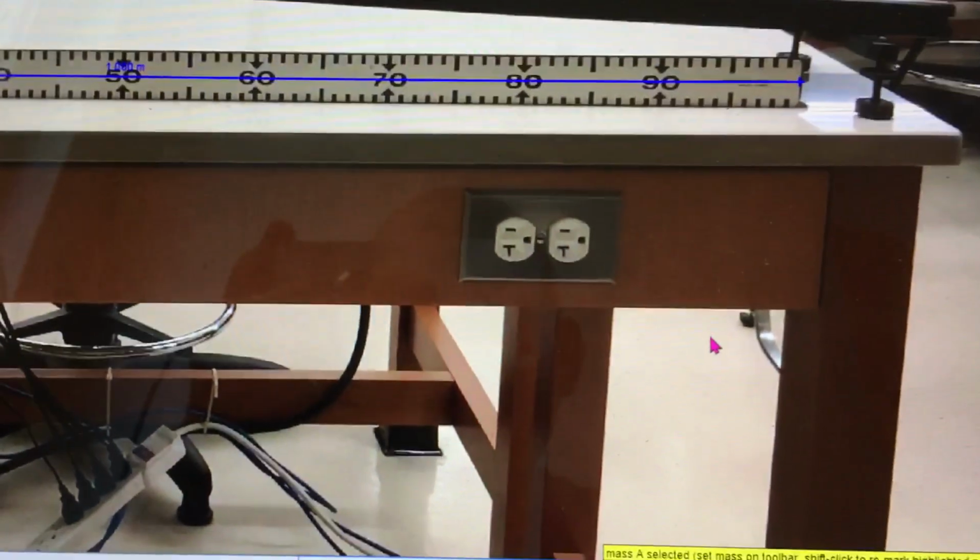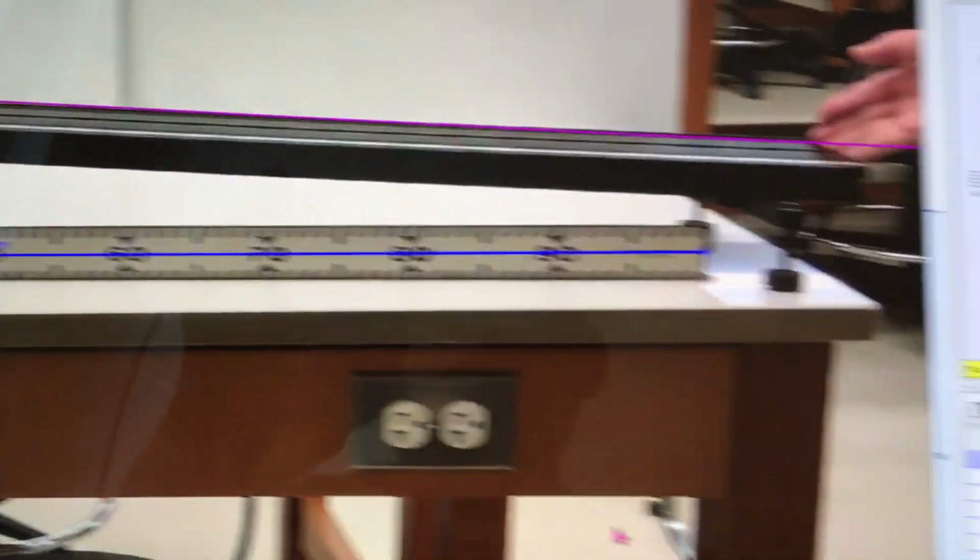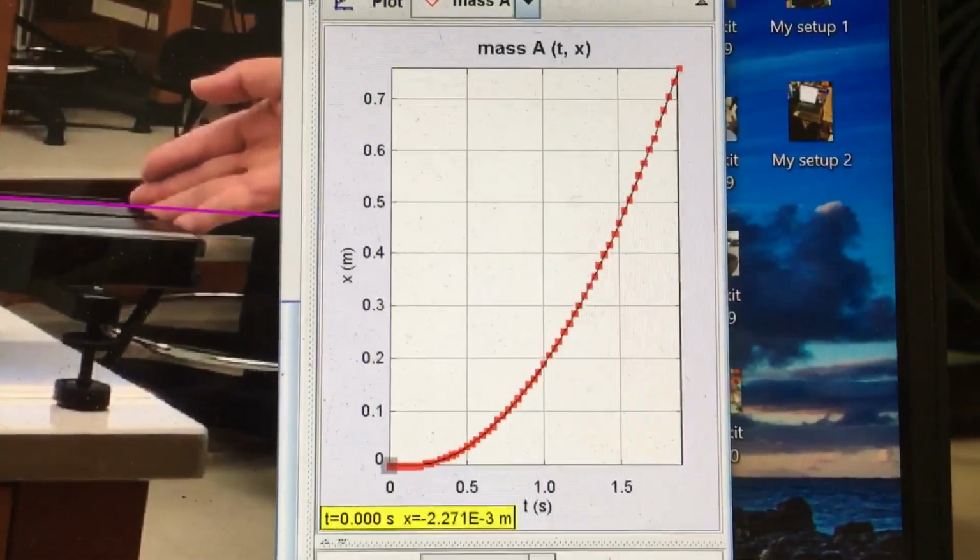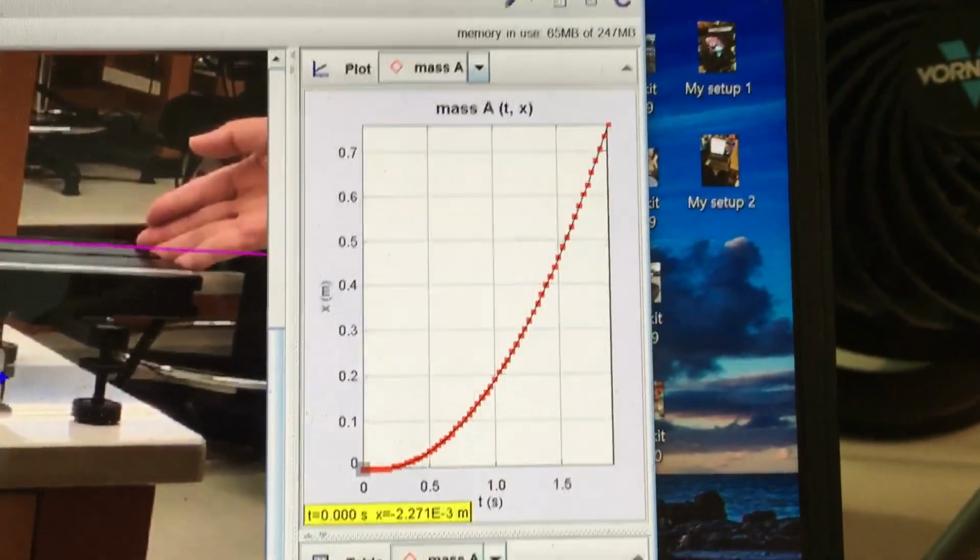Hi folks, I just want to give you some helpful hints here on the tracker app. This is the incline plane. I loaded it up and I tabulated the data, collected the data, and basically plotted this thing out over here.